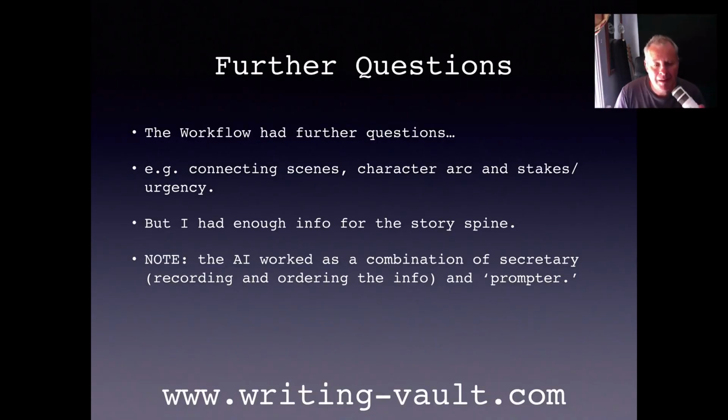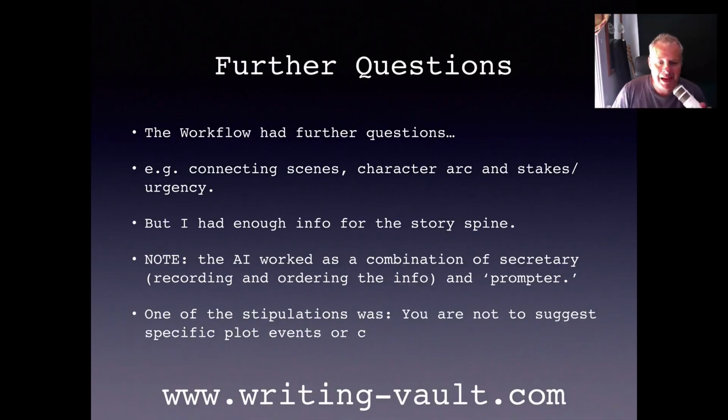And I made a couple of notes, one of which I've already touched upon. So the way I got the AI to work was as a combination of secretary, so it's recording all the info I provide, and then when I say summarize it in the correct order, it reorders everything, and it also acts as a prompter. So it says, answer this question, I answer the question, it then asks the next question in the workflow, and doing that is quite an interesting exercise in and of itself, because it has a framework. It has permission to diverge from the framework if it needs to, but as I said, one of the stipulations was you are not to suggest specific plot events or characters unless asked to.